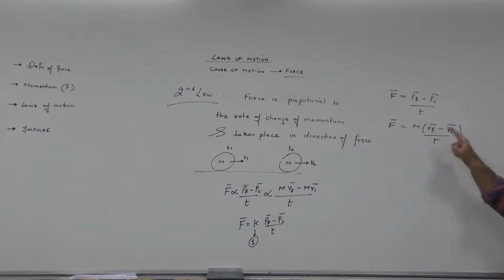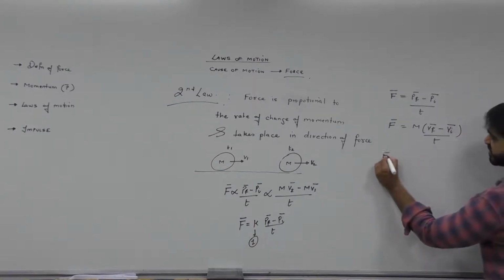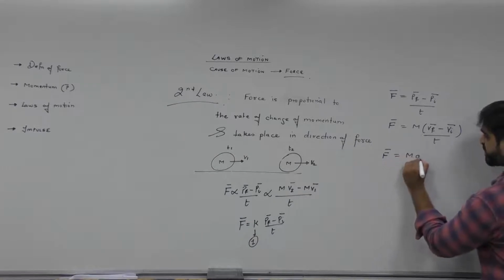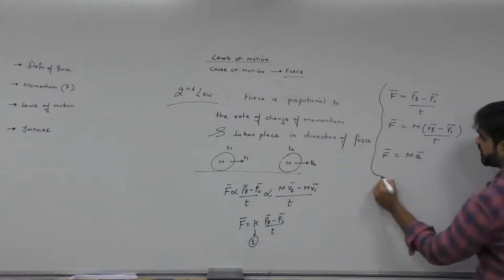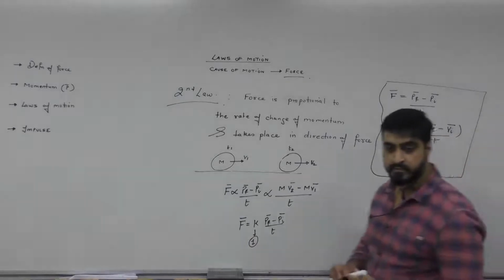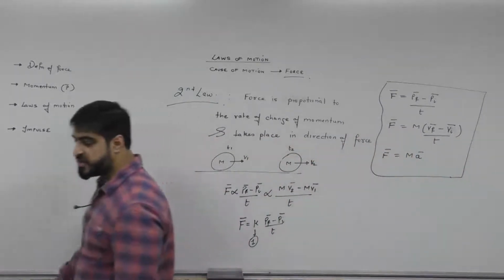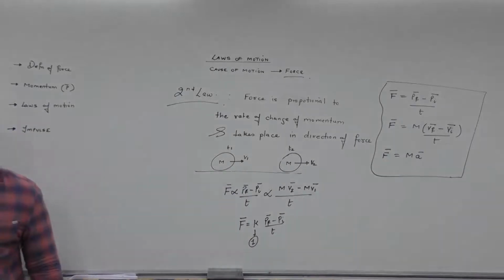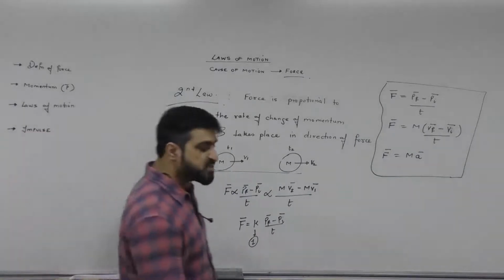Can I write v final minus v initial as v minus u by t? What is v minus u by t? Acceleration. So F bar will become m into a bar. These all formulas are very, very important. F bar is P final bar minus P initial bar by time, which is m(v2 bar minus v1 bar) by time, which is m a bar.